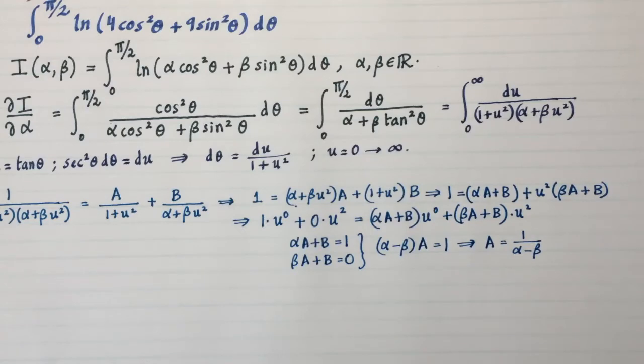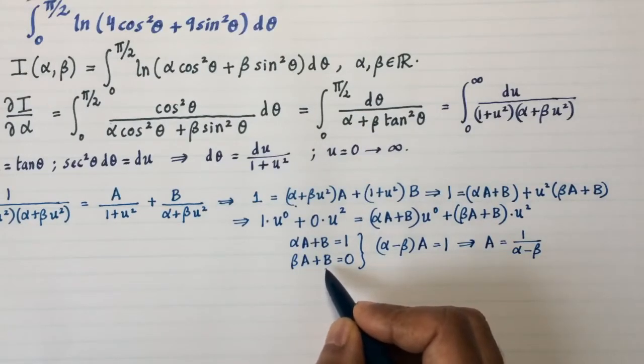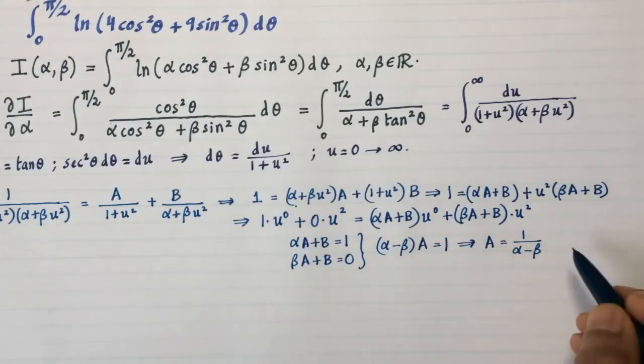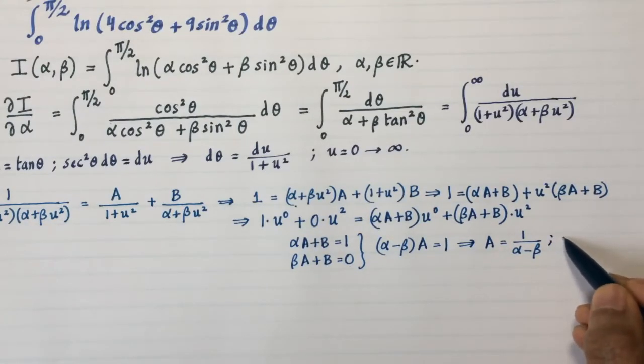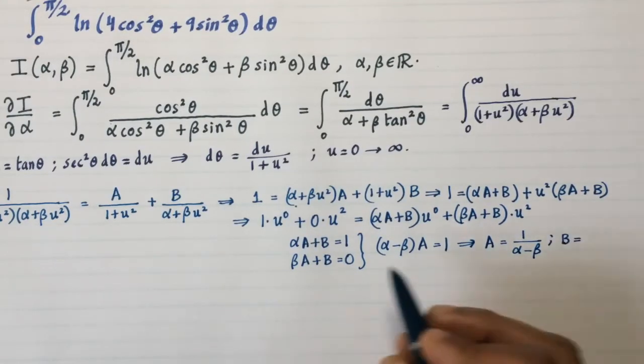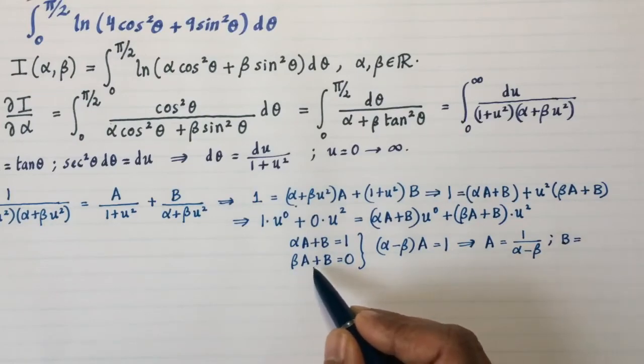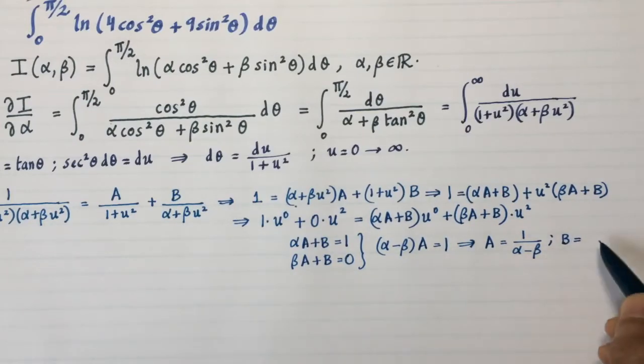Okay, now once I have a, I can find out what b must be. I'll just substitute it in one of these equations. The easier equation to use is the second one because it's got a 0 on the right hand side. So I'll write b equals negative beta times a. Well, a is already known, so that's going to be negative beta divided by alpha minus beta. So we have accomplished our mission.